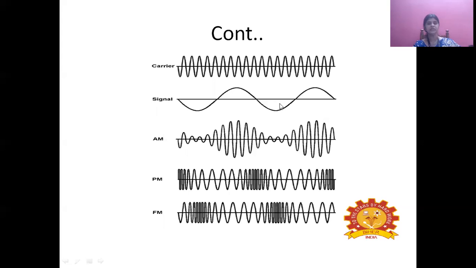When the message signal is at negative peak, the amplitude of the carrier gets decreased. So the increase or decrease in amplitude of the carrier is proportional to the message signal. So this is called the amplitude modulation. So next comes the frequency and the phase modulation.